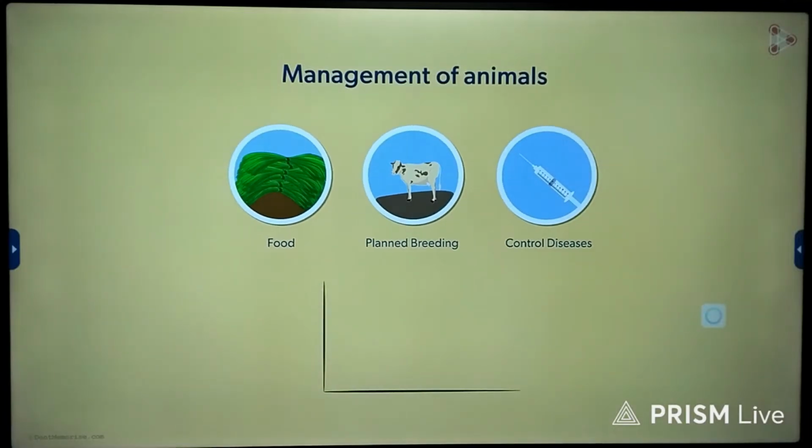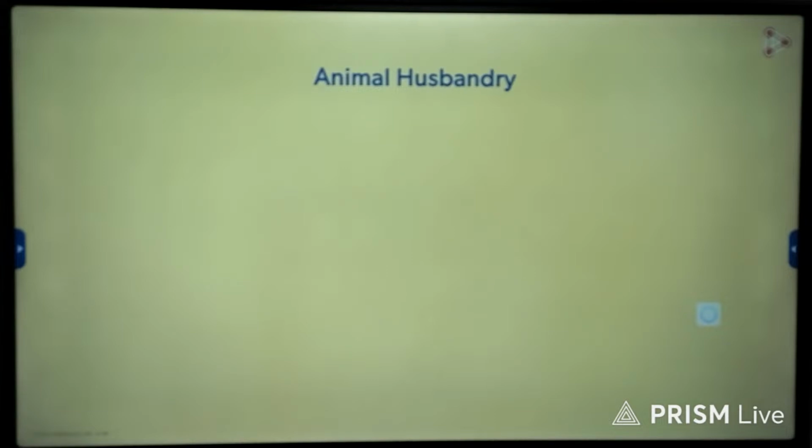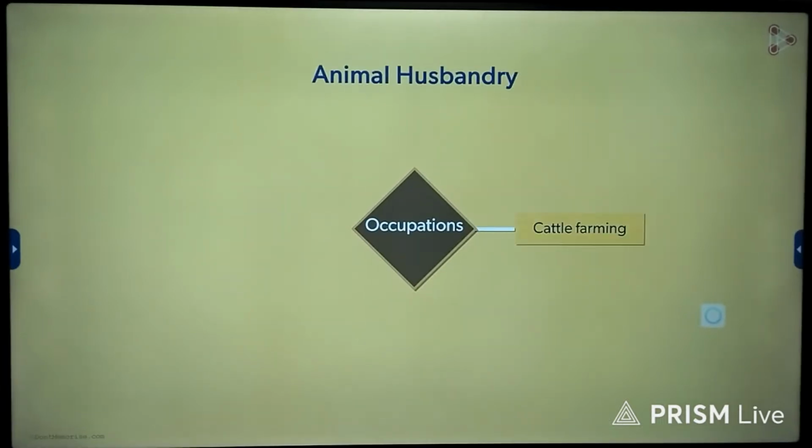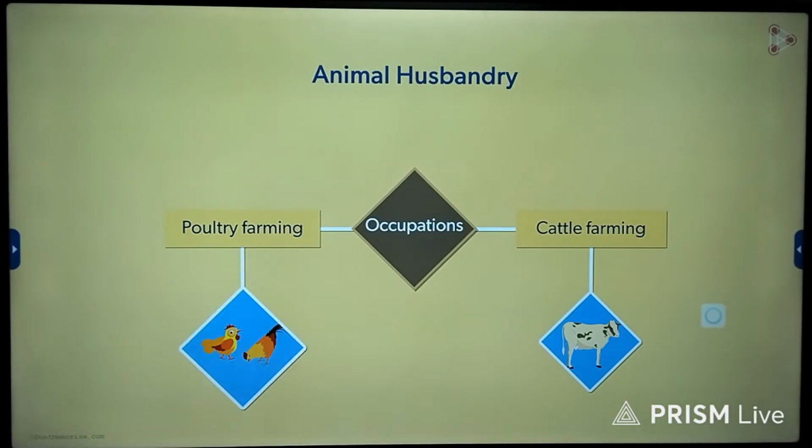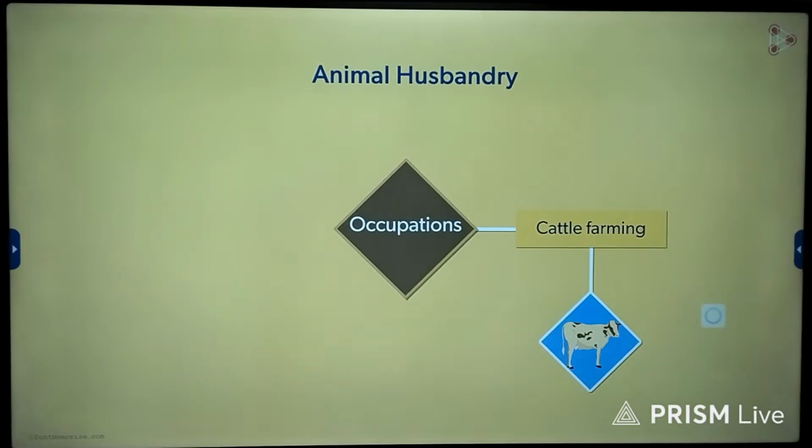As we know, the population of humans is on the rise. It is necessary to provide food for their needs. Animal husbandry takes care of the growing needs of the population to a large extent. Animal husbandry includes different types of occupations like cattle farming, poultry farming, and many more. We will study a few of the lessons that follow. In this lesson, we will look at cattle farming.